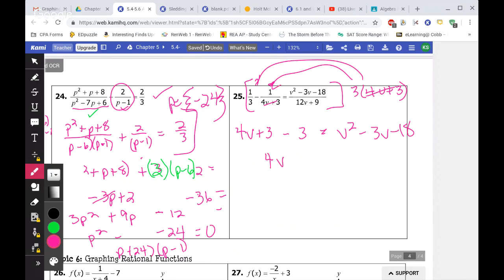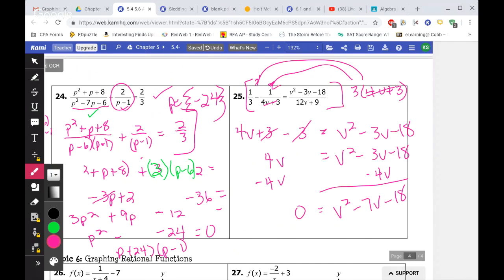4v, okay, plus 3 minus 3. So those cancel. And then I've got to subtract 4v from this side and bring it over here to get a 0 on that side. So now I have v squared minus 7v minus 18. And so I'm going to factor this.